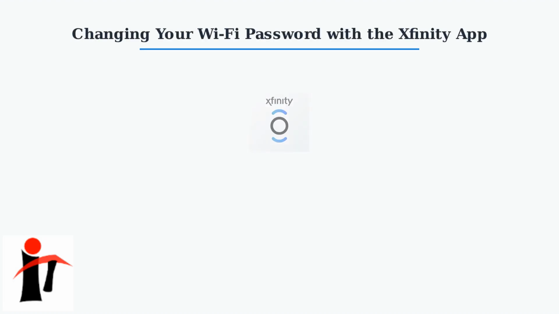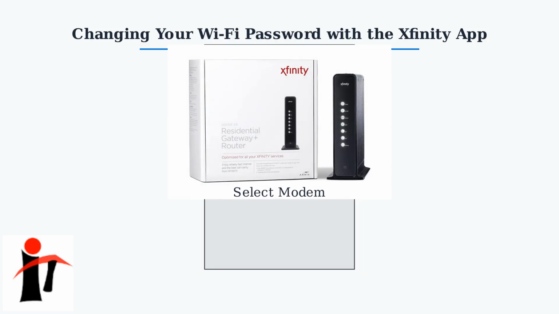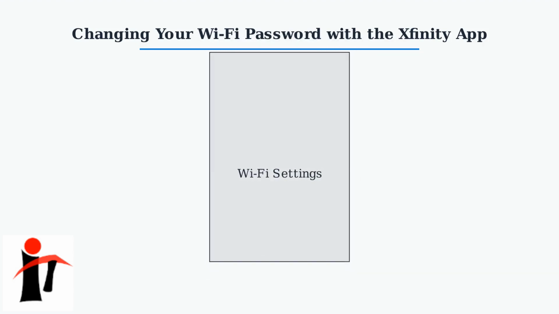Changing your Wi-Fi password using the Xfinity app is straightforward to secure your home network. First, ensure you have the Xfinity app downloaded and logged in with your Xfinity account credentials. Now tap the Internet or Xfi tab, then select your modem or gateway device. From there, navigate to Wi-Fi settings or security.